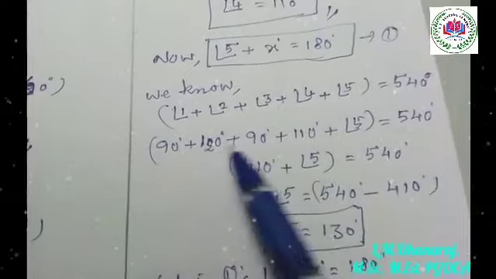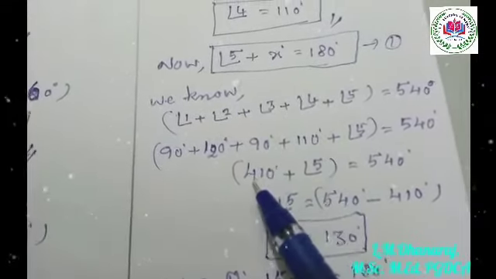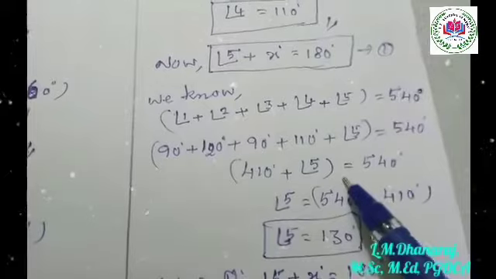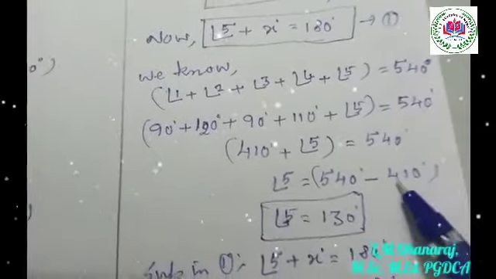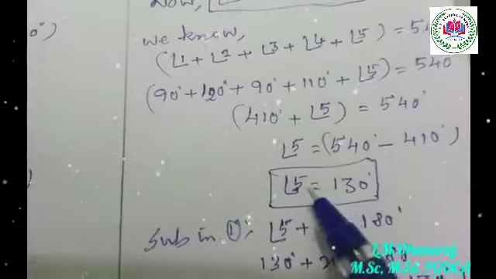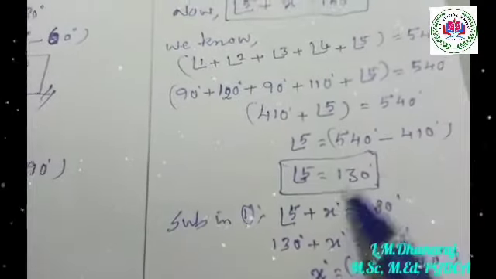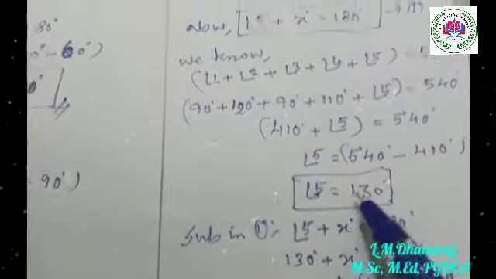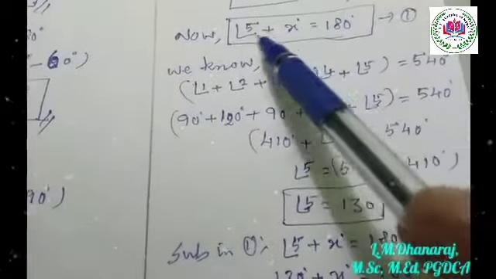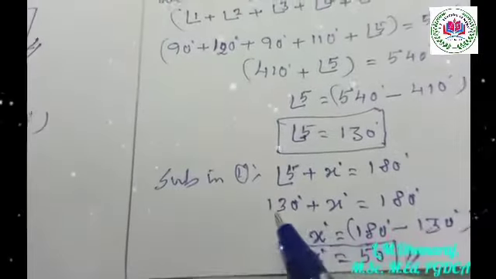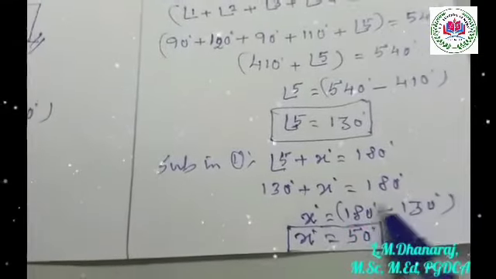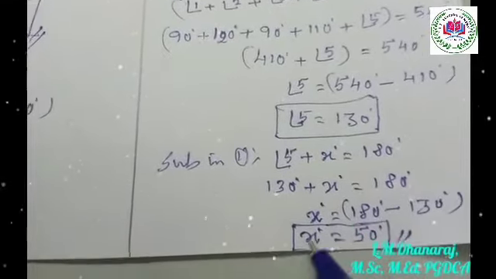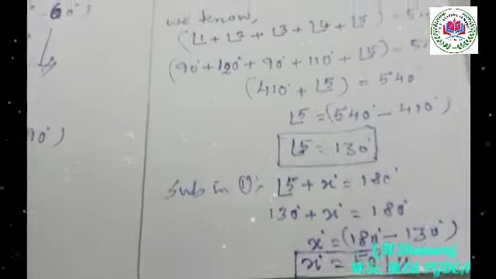So the sum of all these four angles is 410, plus angle 5 is equal to 540 degrees. So angle 5 is equal to 540 degrees minus 410, which gives angle 5 is equal to 130 degrees. Now this 130 has to be replaced in equation number 1. So when we replace angle 5 as 130 degrees, plus x degrees is equal to 180. So x degrees is equal to 180 minus 130 degrees, which gives x degrees is equal to 50 degrees.